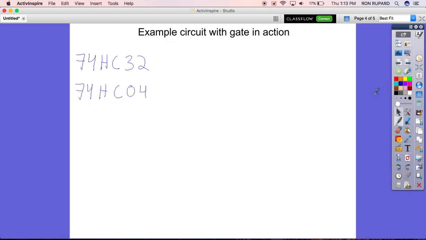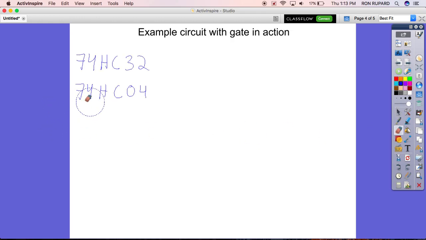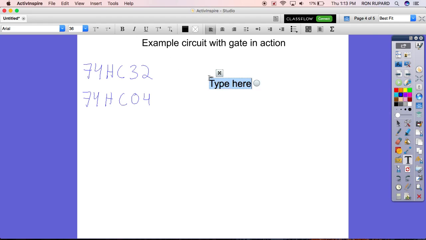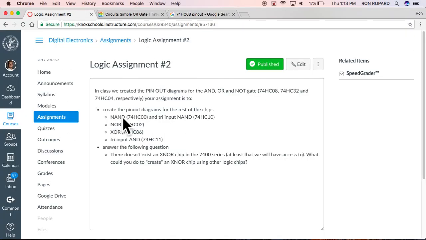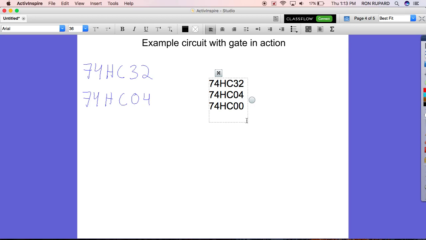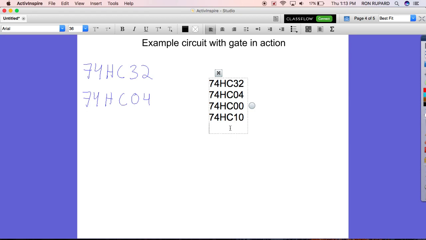Your homework assignment is to do basically the rest of them. So I'm going to type them here so you have them. You need to find the 74HC32, 74HC04, actually I already have this all written down. Right here, the 00 and the 10, the 02 and the 86, and the 11.